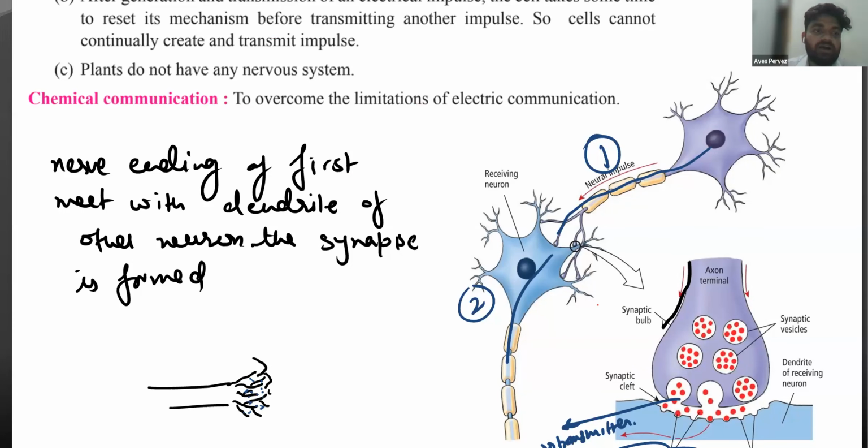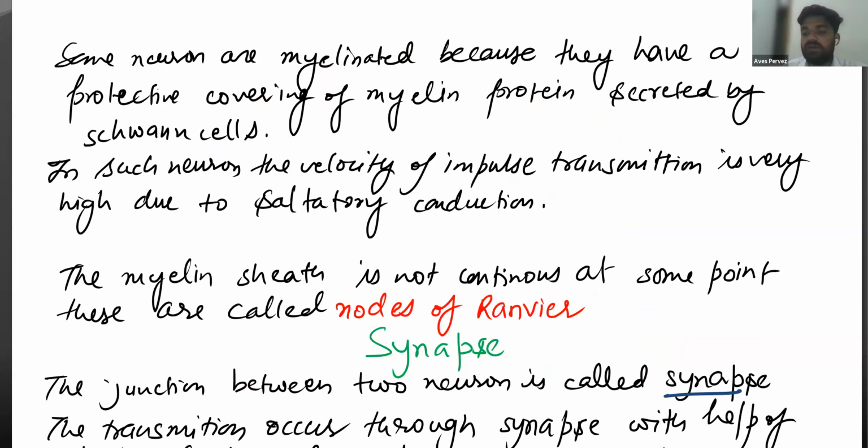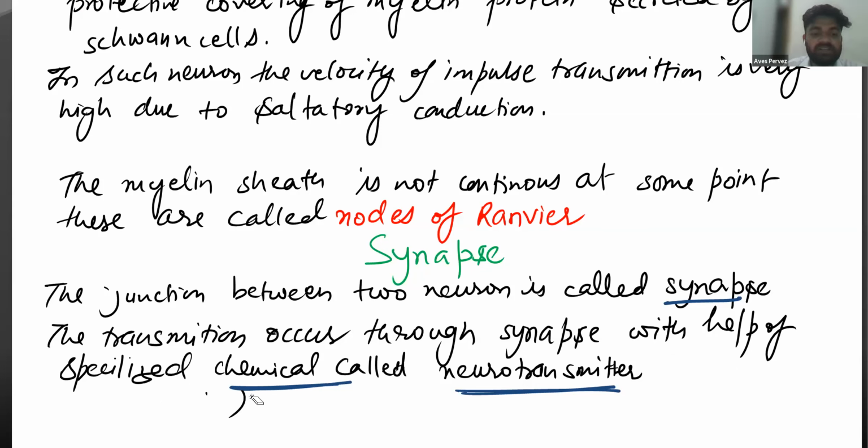And what happens at synapse? Simply, at synapse the transmission occurs. Transmission takes place through synapse with the help of a specialized chemical called neurotransmitter. Please note it down. What happens at synapse and what is synapse? Note it down.